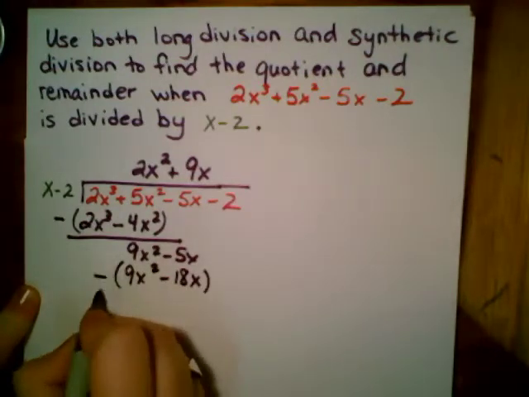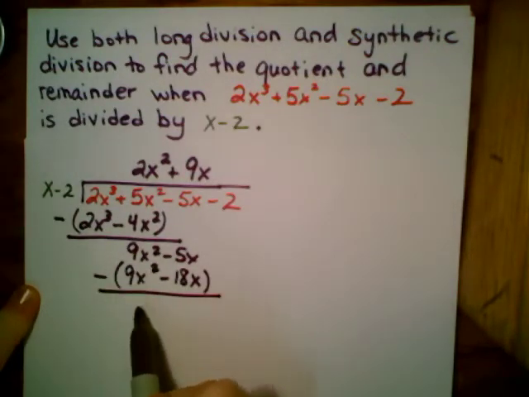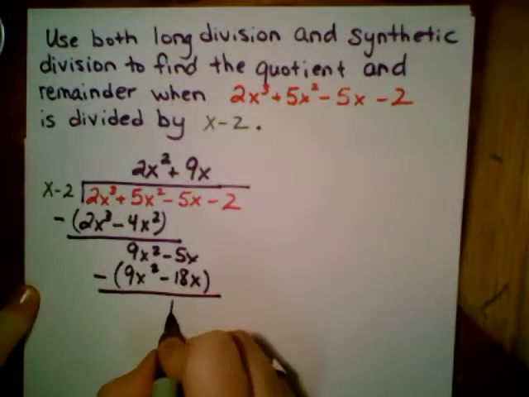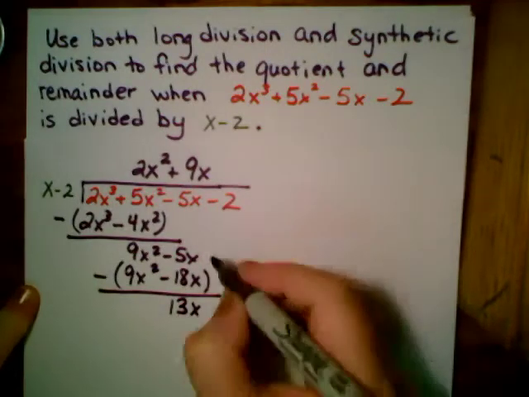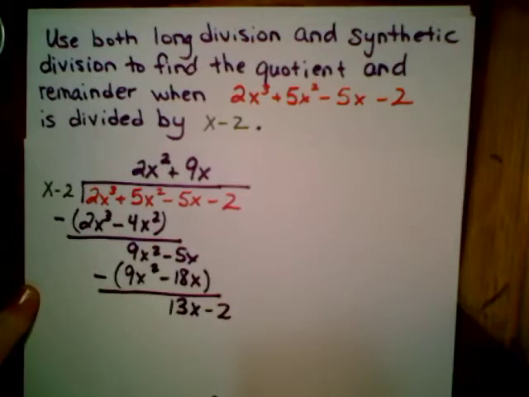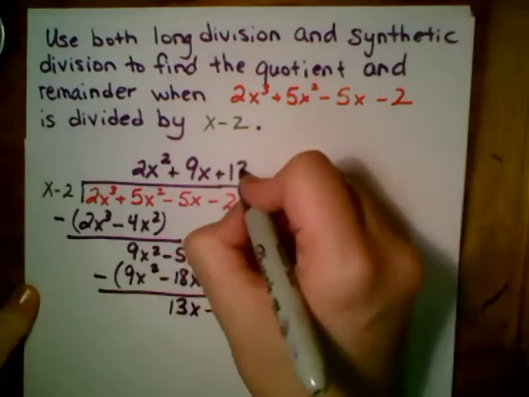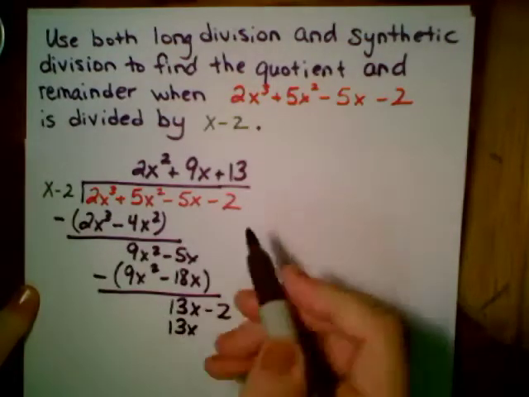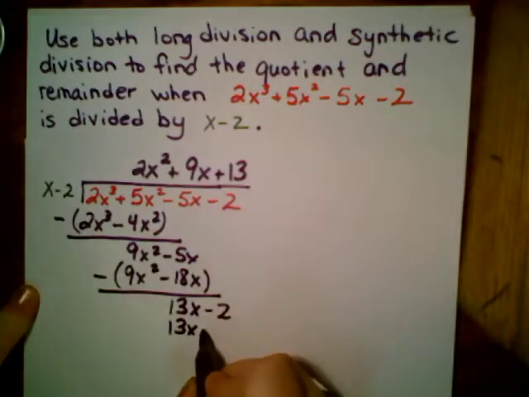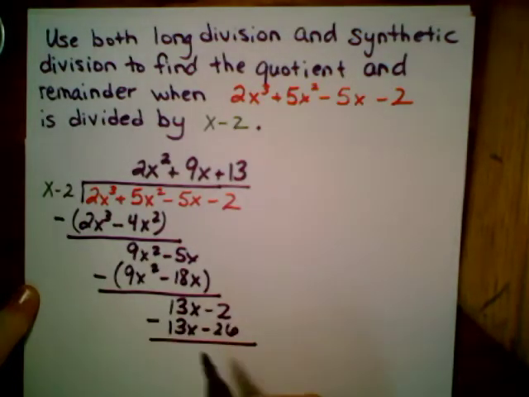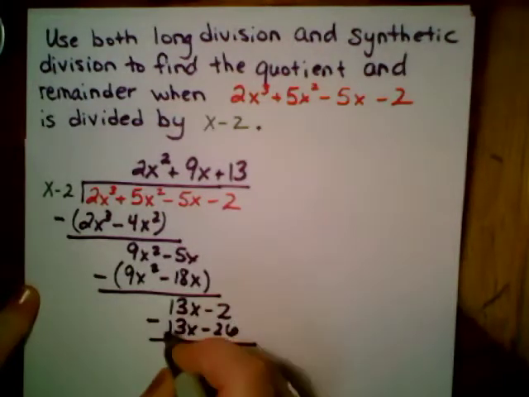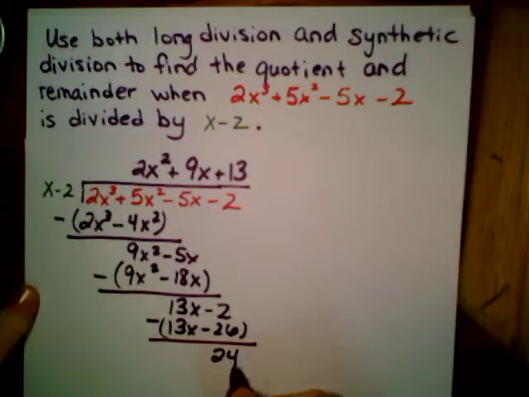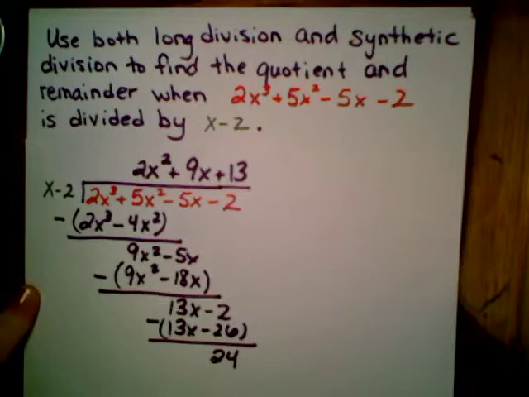And this is where we have to just slow down a little bit. Anything minus itself, yeah, that's 0. But negative 5 take away negative 18 will end up being positive 13x. And we bring down our last term. Okay, we can see that we're going to get a constant 13, because 13 times x will give us this first term. We also take 13 times negative 2, and the division is not going to come out even. When we subtract, we'll have negative 2 take away negative 26 for a positive 24. We have a remainder.